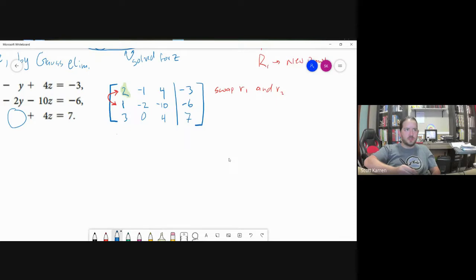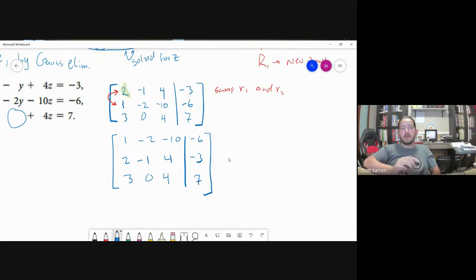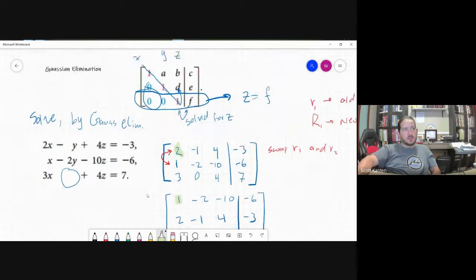But if I swap these 2 rows, then row 2, which is 1, -2, -10, and -6, is first. Row 1 is now row 2, so that's 2, -1, 4, -3. And I didn't touch row 3, that's 3, 0, 4, 7. Right. Now, the reason that I got that 1 right here is because I'm going to scoot back and show you these guys again.